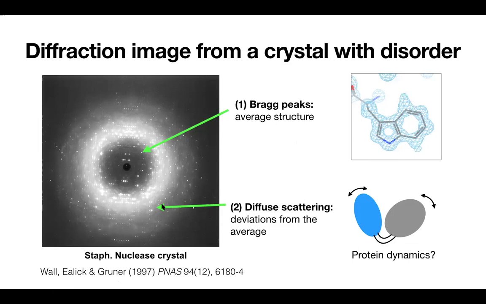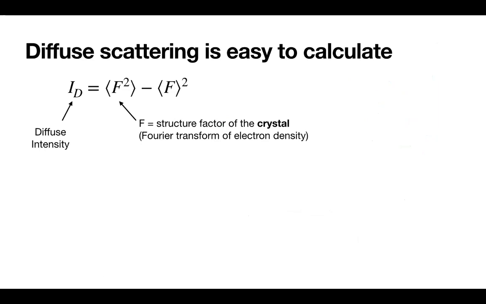In this picture, you also see this cloudy diffuse scattering. That diffuse scattering comes about because of deviations from the average electron density. And the holy grail of this field has been to try and use that diffuse scattering to learn something about protein dynamics. One great thing about diffuse scattering is that it's easy to calculate. The total diffuse intensity is mathematically just this: the difference between the average of the squared structure factor and the squared average.